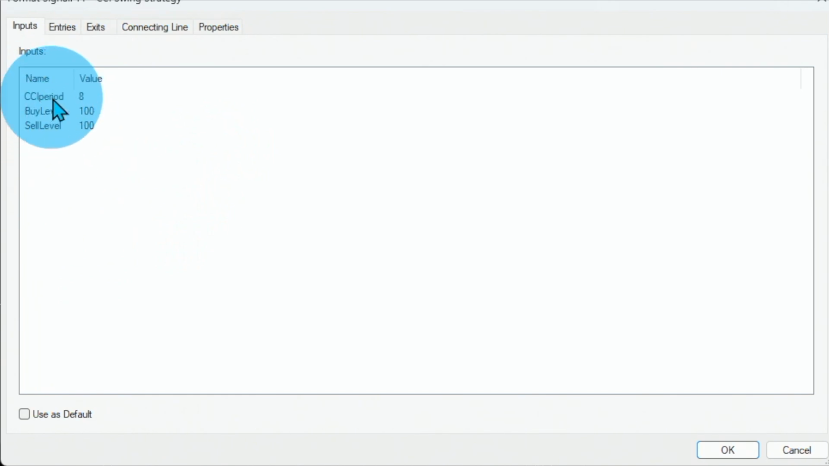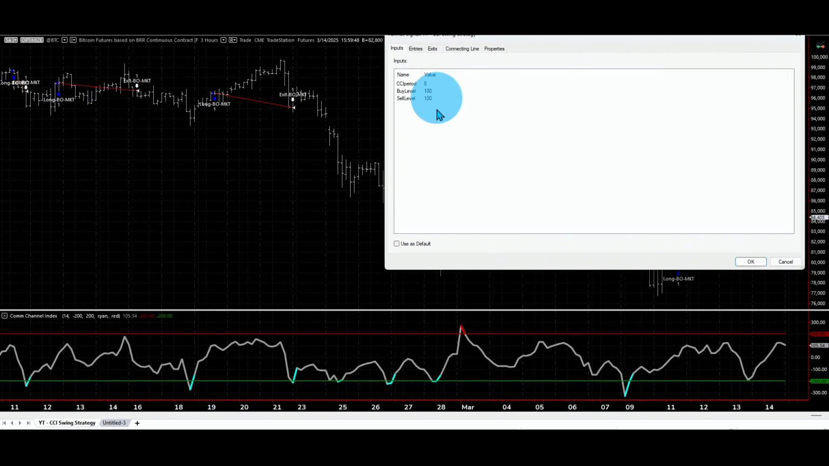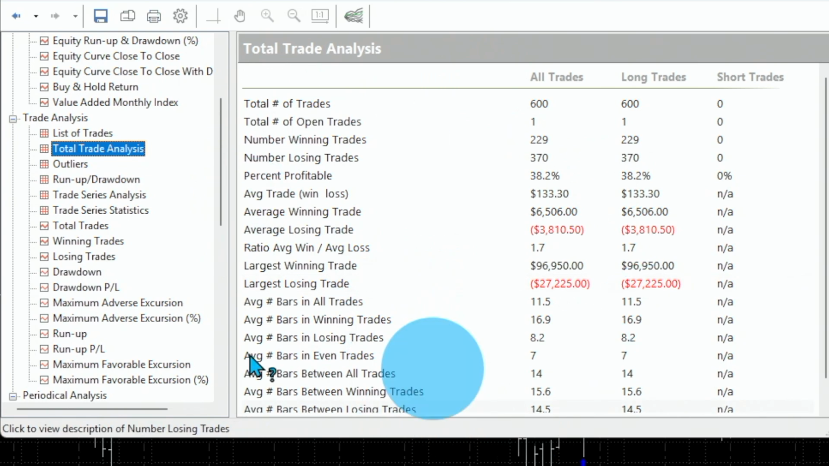We have the CCI look back period, and we have a buy level and a sell level. That means we are buying when the CCI is above a certain level, and we will exit when the CCI is below a certain level. So the sell is not the short side, because remember, our edge for Bitcoin is long, and we are using the breakout methodology. This is the performance of this basic strategy.